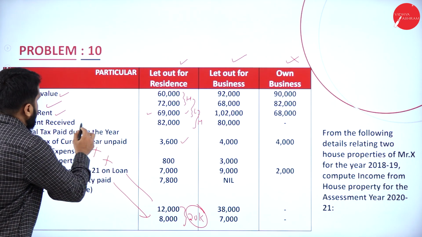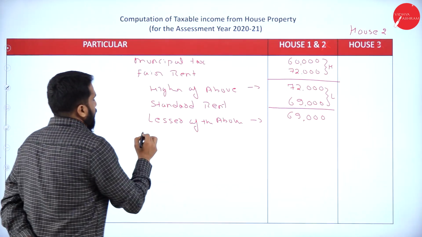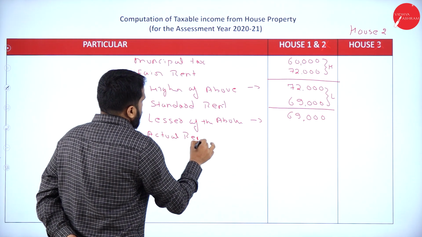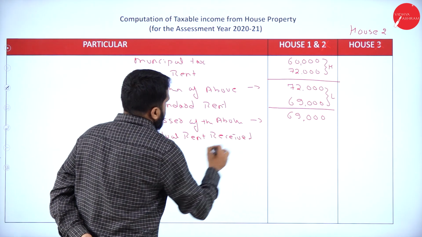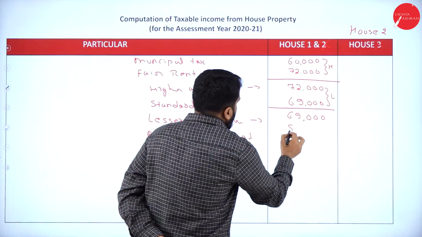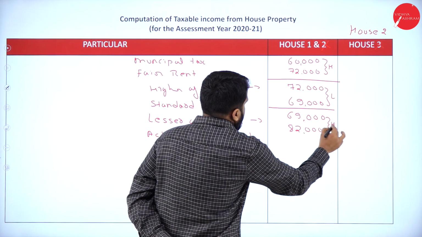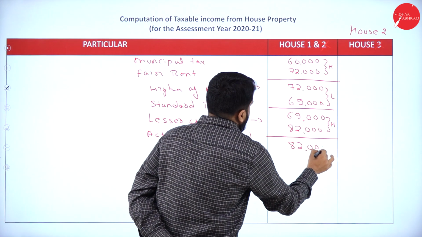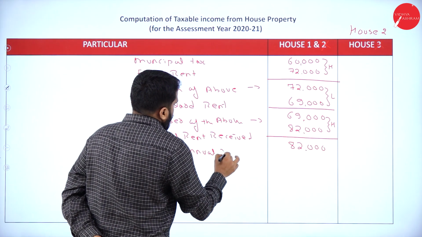So your actual rent received is how much? 82,000. Now, actual rent received is how much? It is given 82,000. Out of this, what will we do? Whichever is higher. So 82,000 is your annual value.